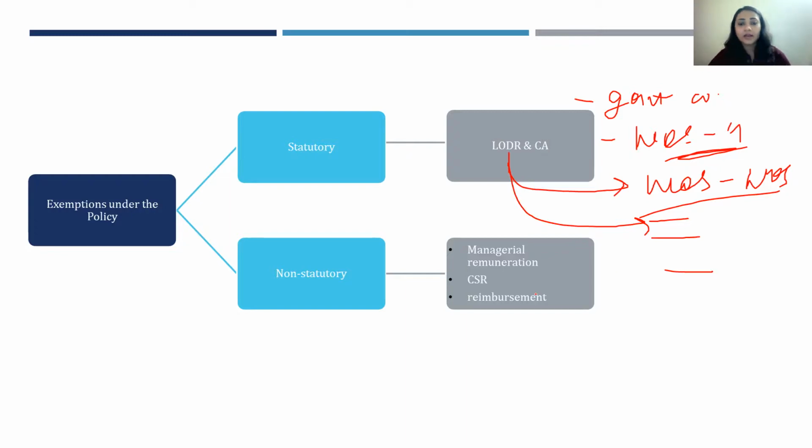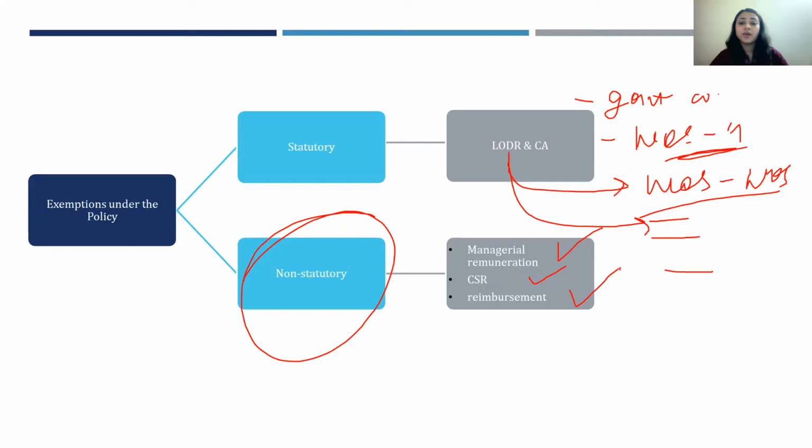Now, other than the statutory exemptions, many companies also provide for non-statutory exemptions. Some examples of that are managerial remuneration and CSR reimbursement. Something which is on a recurring basis, that they form as an exemption and disclose in the policy.